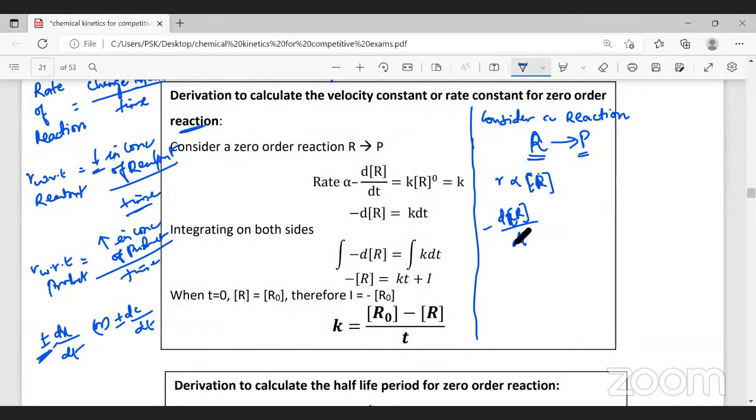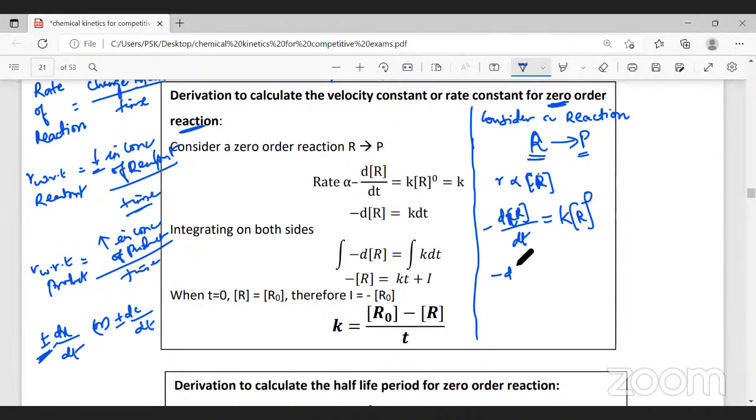Yes, sir. Now, if I remove the proportionality sign, we have to give a proportionality constant. That's called a rate constant. We represent rate constant as K. And what order are we talking about? We're talking about zero order. So the power here should be 0. Anything to the power 0 is what? 1, sir.